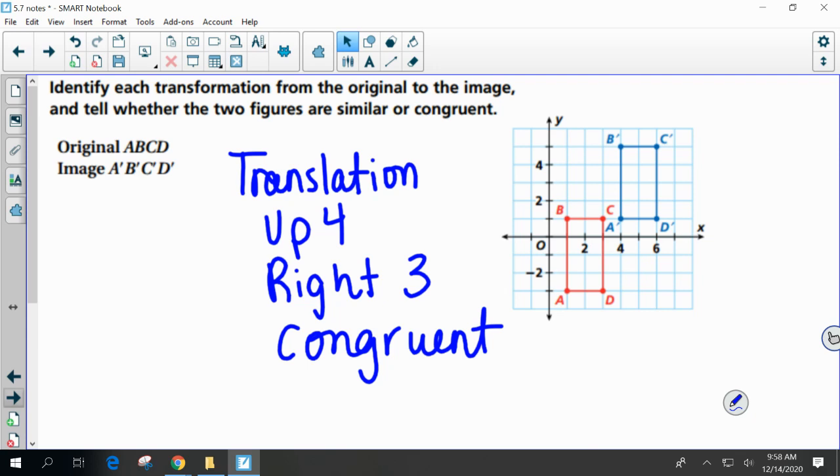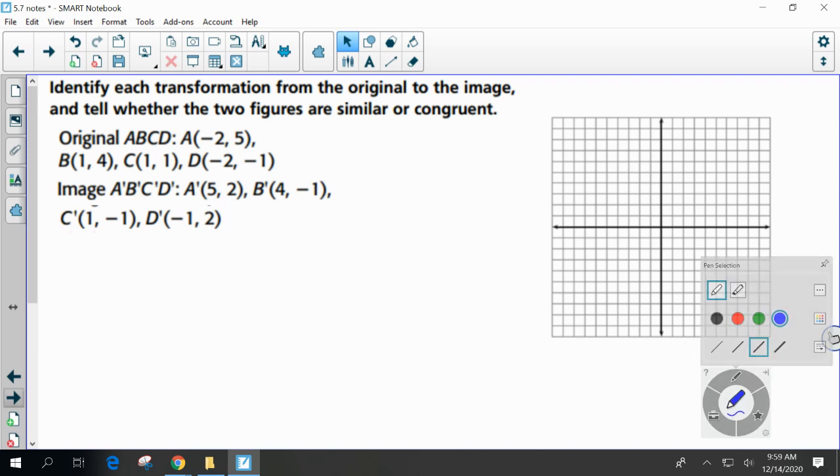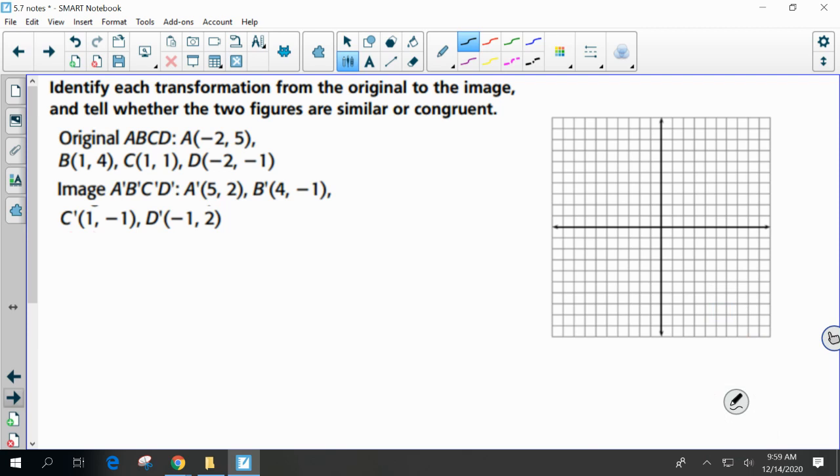Okay, let's take a look at the next one. So this one doesn't have the shape graphed for you. You have to graph it. Some of you probably could do these without graphing, but I think sometimes it's easier to look at the graph to have as a reference. So graph the original and the prime.